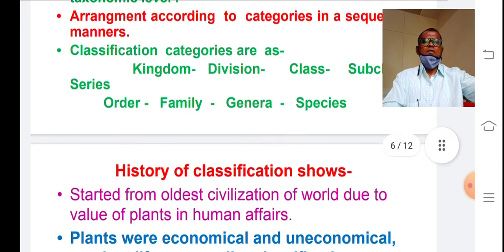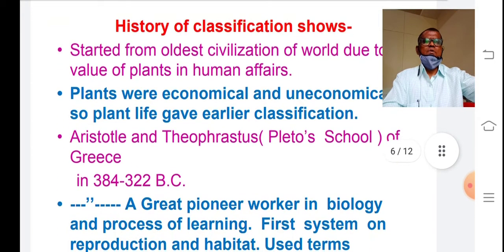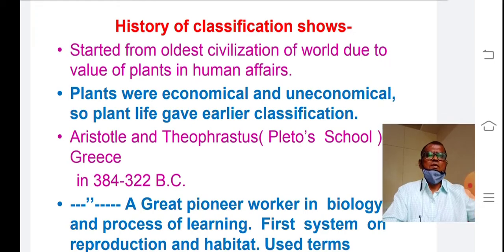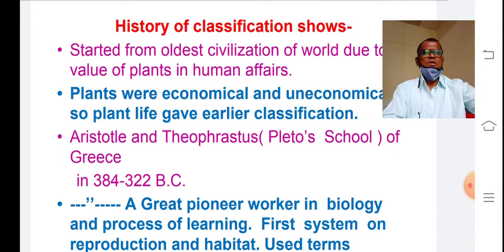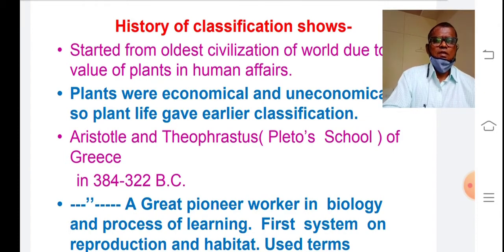Then, the history of classification shows it started from the oldest civilizations of the world, due to the value of plants in human affairs. Plants were used economically and uneconomically, and so plant life gave the earliest classification. The first authority is there around 382 to 322 BC. BC means before the birth of Christ.